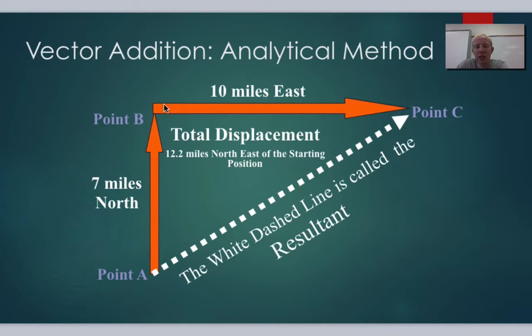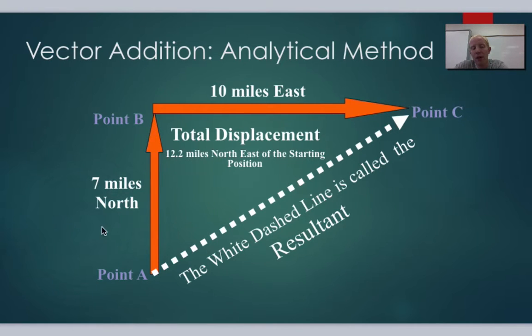You'll notice that this is just a right triangle. These two vectors added together just makes this right triangle. So the resulting vector is just the hypotenuse of that right triangle. All we've got to do is use the Pythagorean theorem to find the hypotenuse. So we'll take 7 squared plus 10 squared to give us c squared, which is the resultant. That should give us 12.2 miles, after all is said and done.